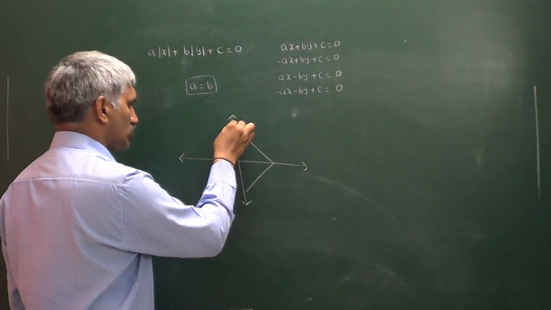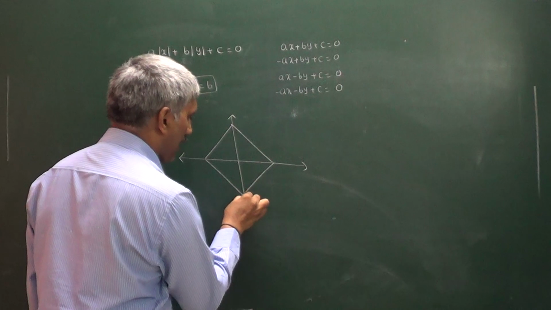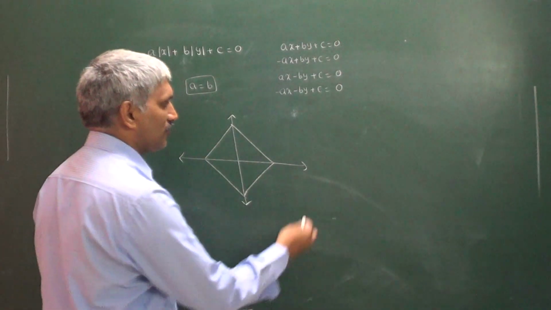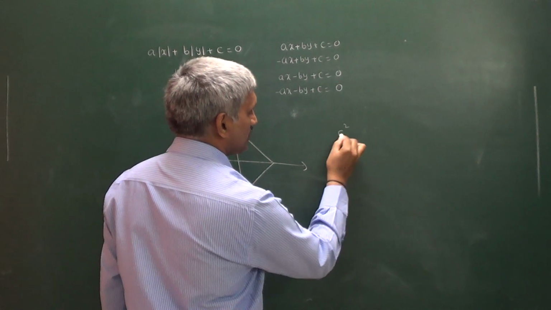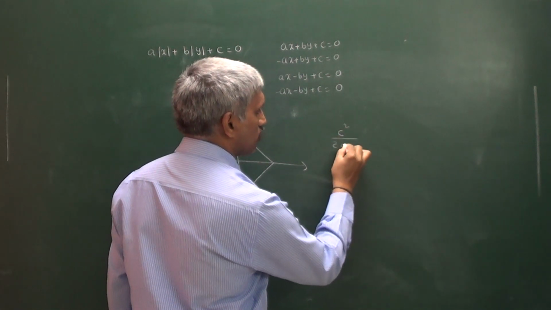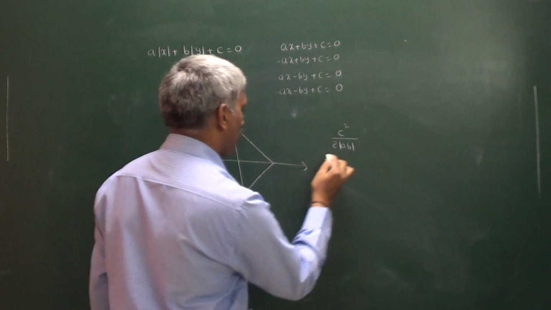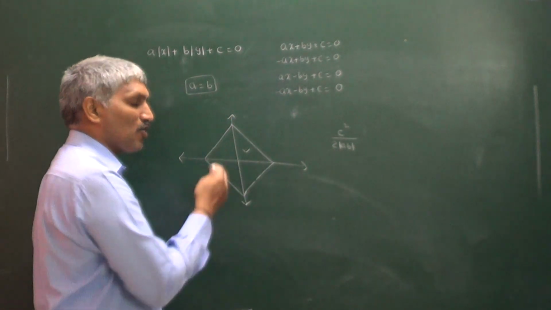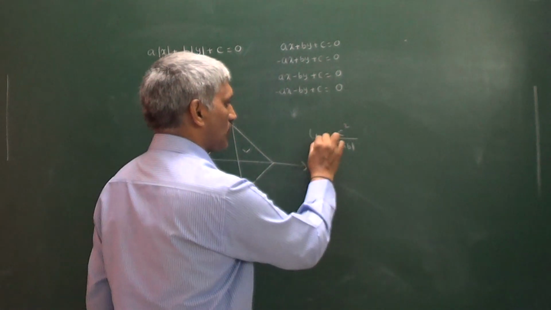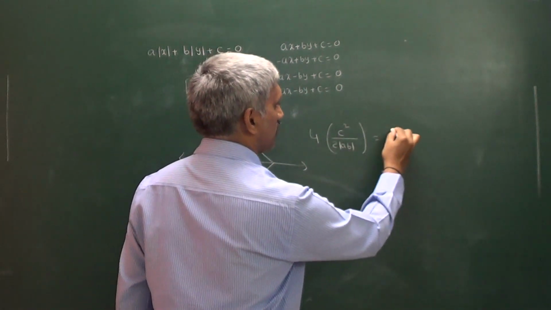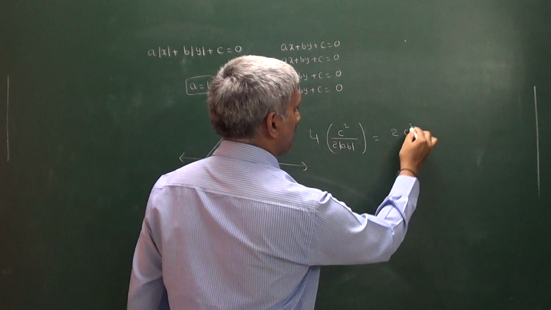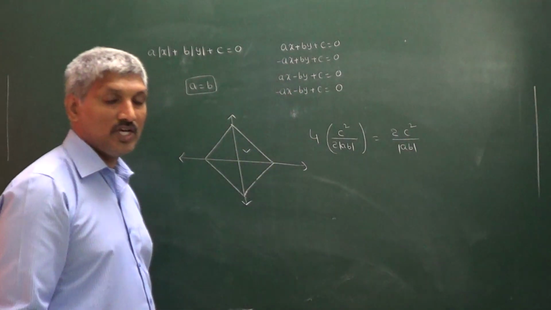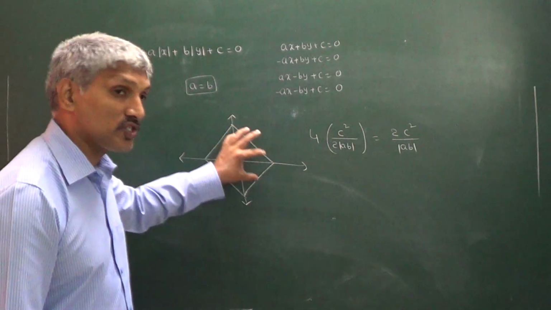If A is equal to B, those 4 lines form a square, right? The area of that square is given by C square divided by 2 times AB. Just now we discussed the area of this triangle. These types of triangles, how many are there? 4 are there. That's why, 4 times, you will get 2 times C square divided by AB. That is the area of the square.